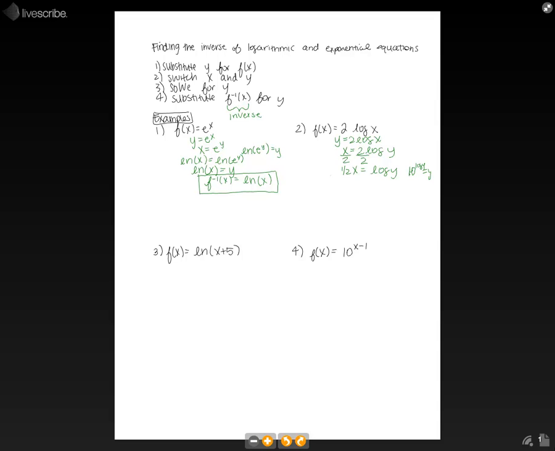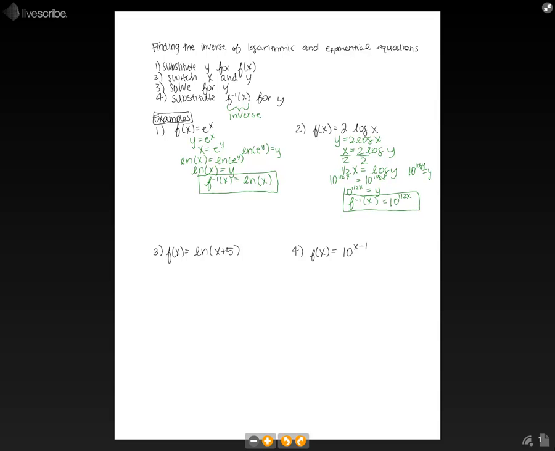So if we take 10 to both sides, so we raise both sides, we will get 10 to the 1/2 x is equal to y. And then substituting in, we will find that the inverse of 2 times log of x is 10 to the 1/2 x.